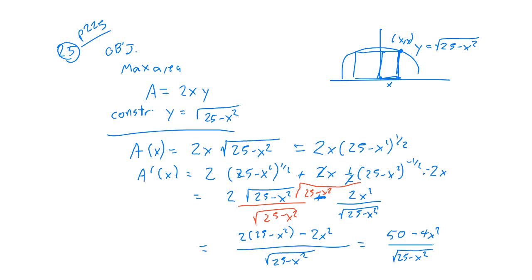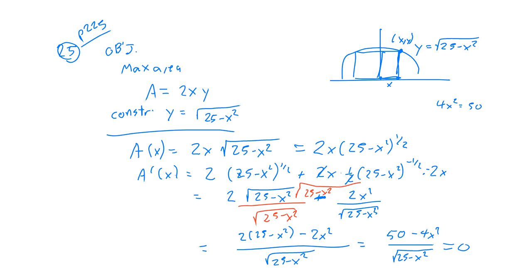And then I want to find the critical numbers of that, which will be the places where this is either 0 or undefined. Now, the place that's undefined is when x equals 5. But if x equals 5, then that means my rectangle is flat. So that has area 0, so that's definitely not going to be my maximum area. So let's find out the places where this is equal to 0. So I'm going to set it equal to 0, which is the same as setting the numerator equal to 0. So that means that 4x squared is 50.